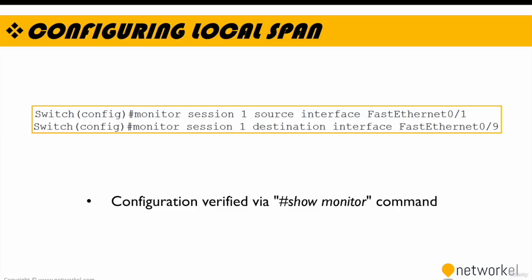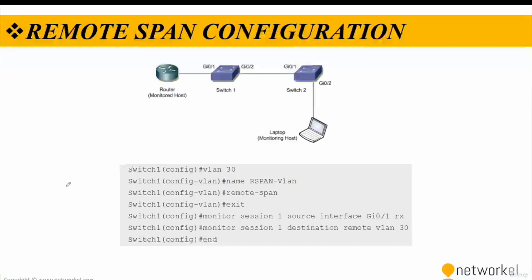How are we configuring a local SPAN? That is by using the monitor session command. Okay, basically you just type monitor session 1 and you define your source interface, such as source interface FastEthernet 0/1, that will be your source. Then you define the destination interface: monitor session 1 destination interface FastEthernet 0/9, whatever interface you just want to use.